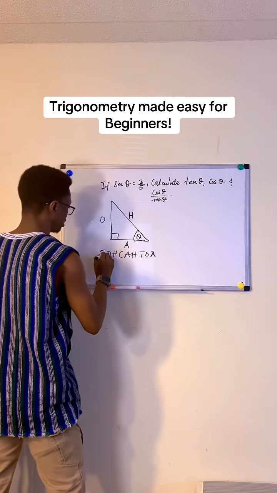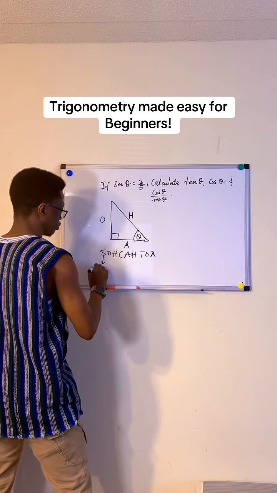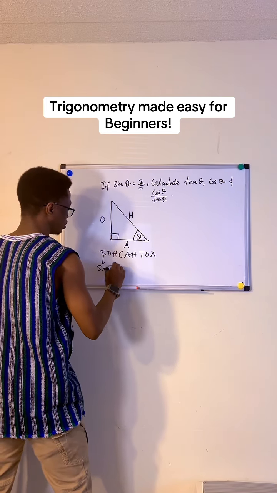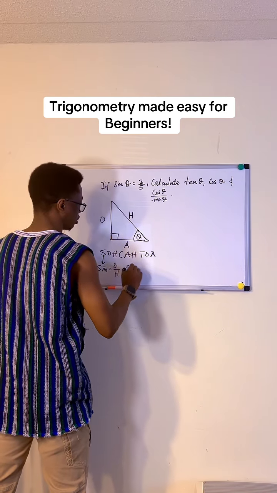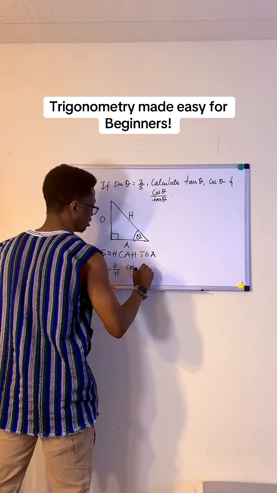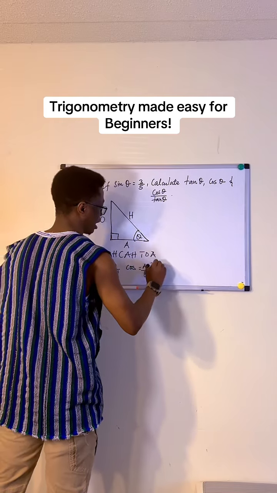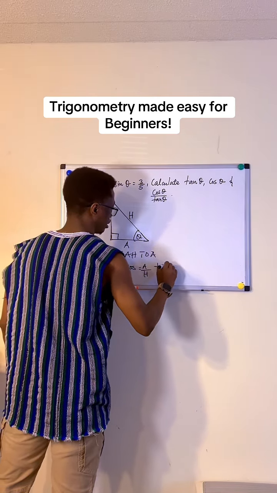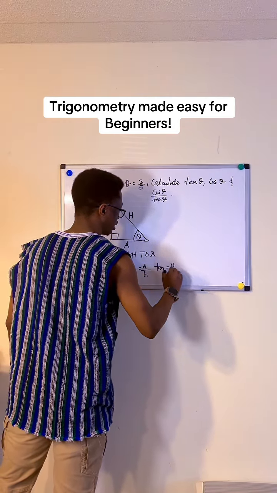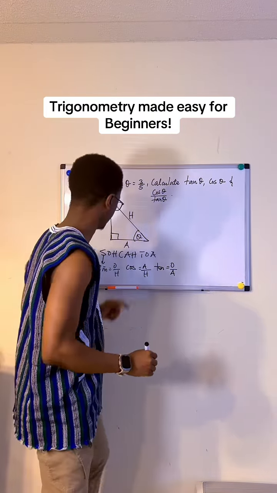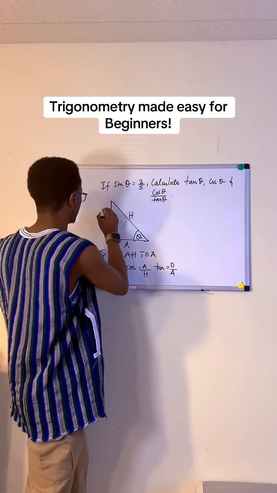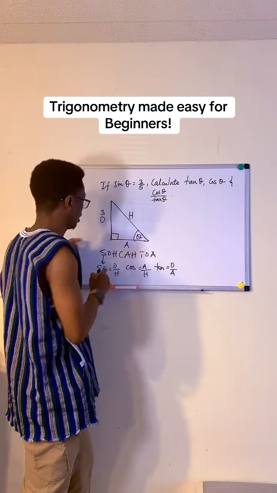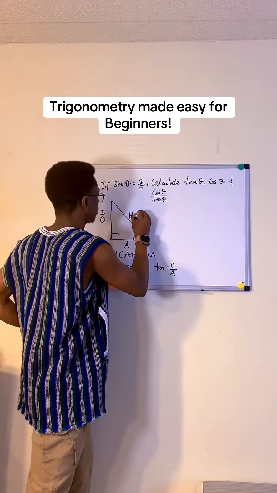Now this simply means this is sine. So for sine, we have the opposite over the hypotenuse. For cos, it equals the adjacent over the hypotenuse, and tan equals the opposite over the adjacent. Okay, so sine is opposite over hypotenuse. Sine opposite, so this is 3. Hypotenuse, this is 5.